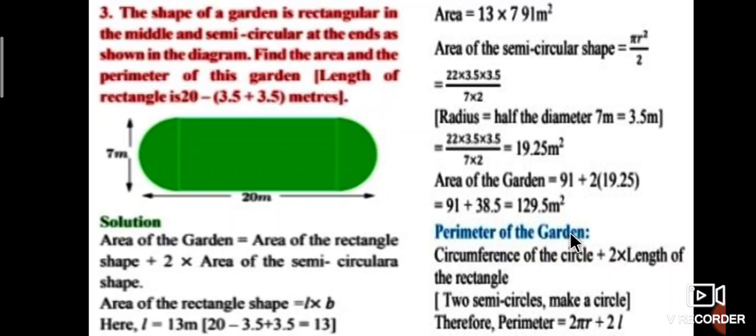Therefore, the perimeter of the garden is equal to the circumference of the circle plus 2 into the length of the rectangle. Two semicircles make a circle. Therefore, perimeter is equal to 2 pi r plus 2 l.